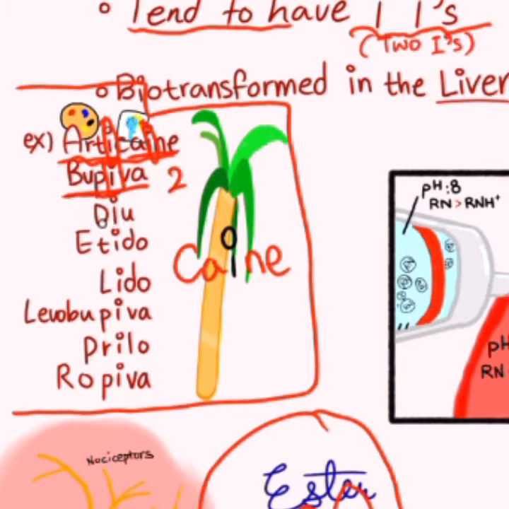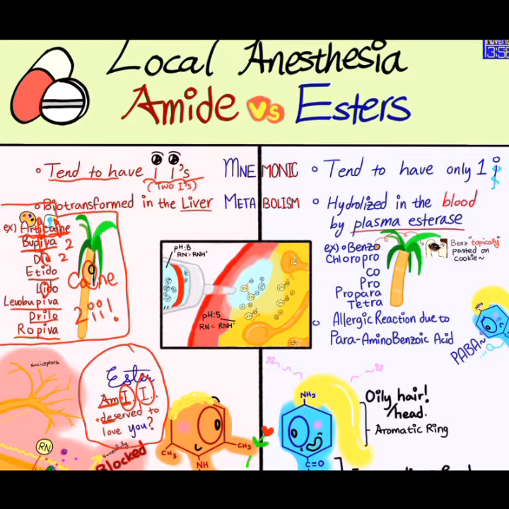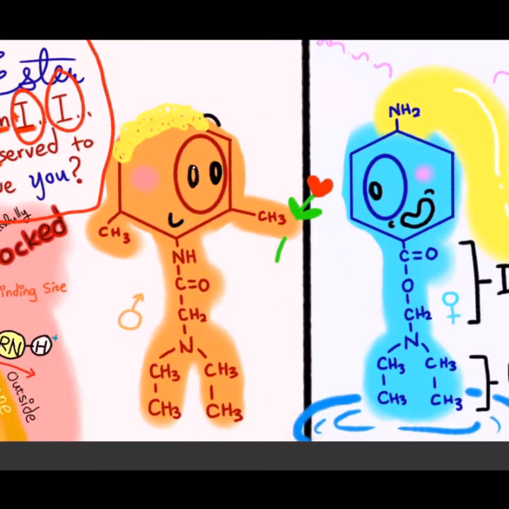Ducaine has two I's, right? One, two, right? And etidocaine, lidocaine, levobupivacaine, prilocaine, ropivacaine. So they all have two I's. Wow. Right? So if you find two I's, you can say that it belongs to the amide group. As you can see here, this Prince amide has two I's. All right?